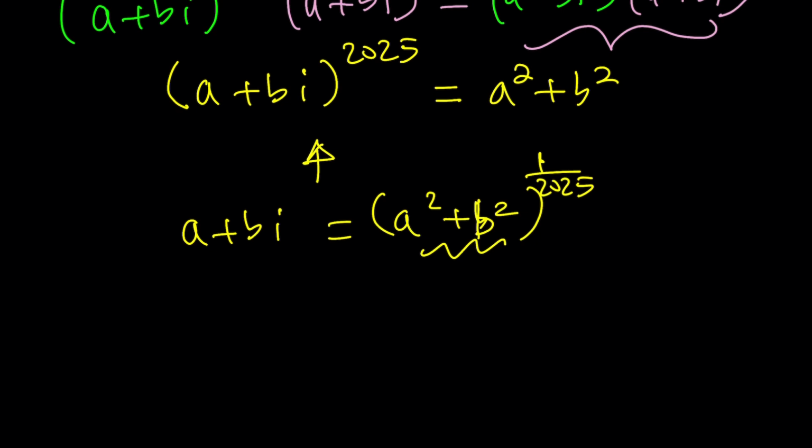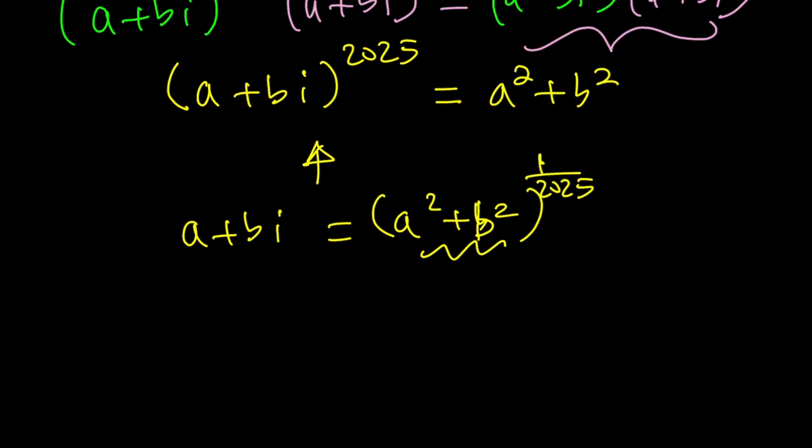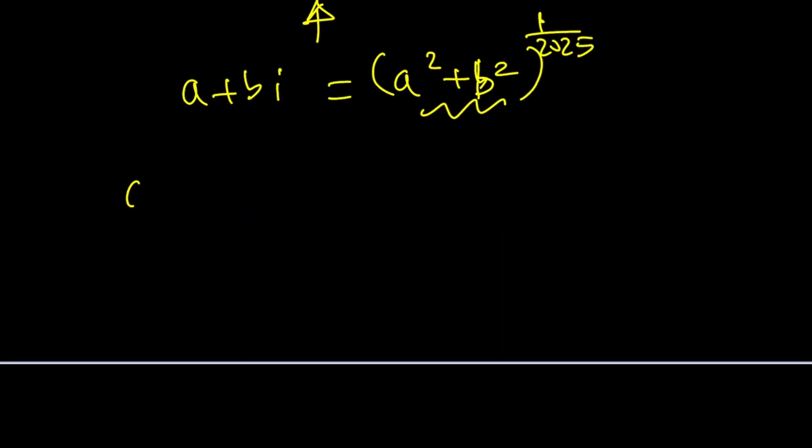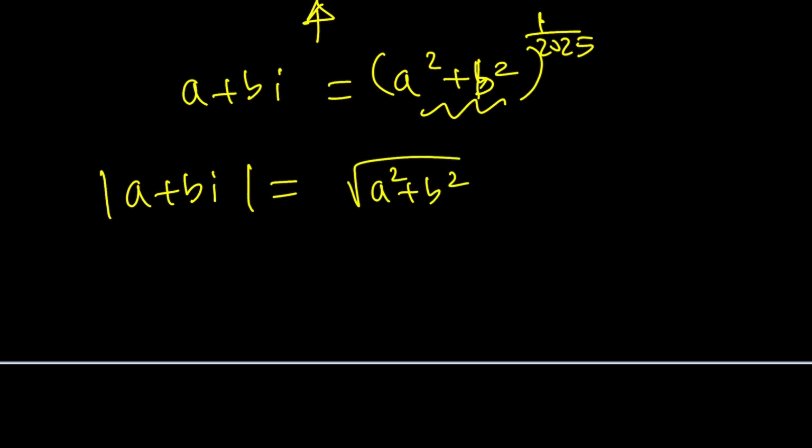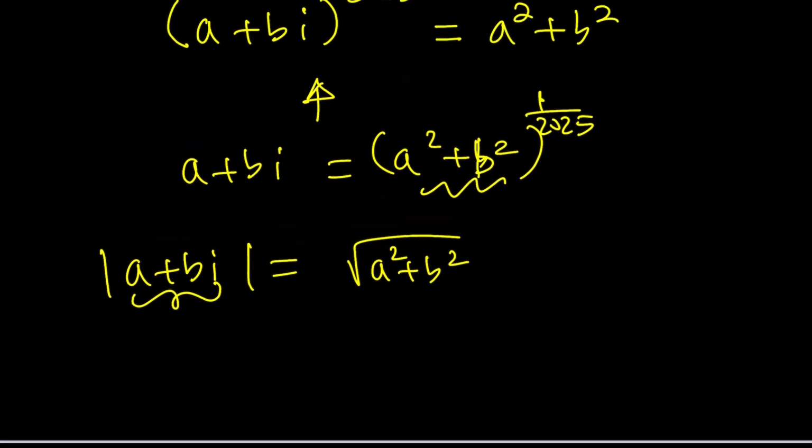So we need to approach it a little differently. My motivation is to find a squared plus b squared. How can I find it? If you know this, things would be a little easier. The absolute value of a plus bi is the square root of a squared plus b squared. So if I can find the absolute value of this number, then I can find the answer. But how do you find the absolute value of something like this?